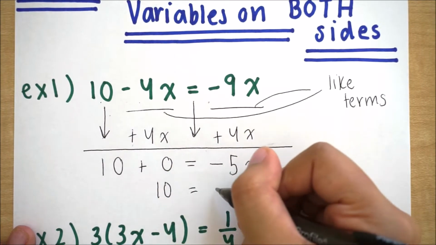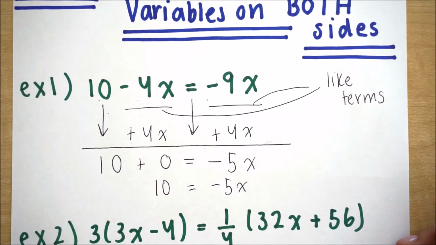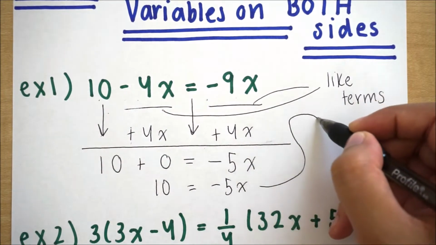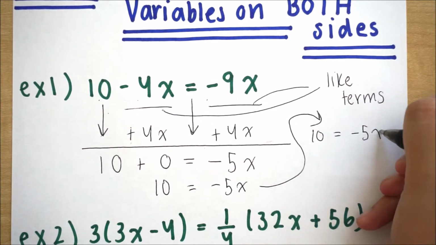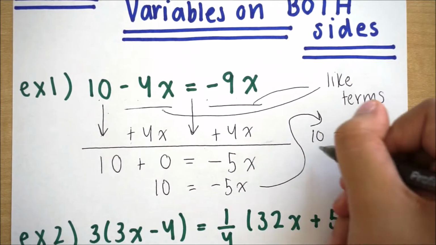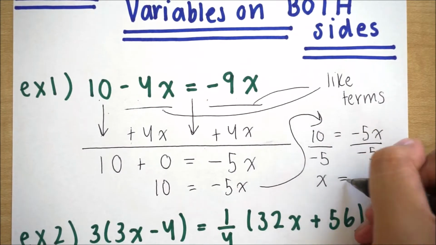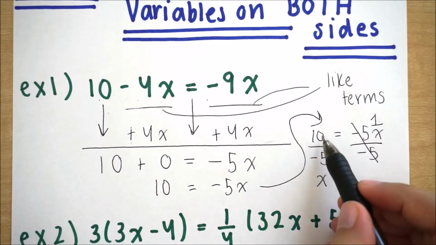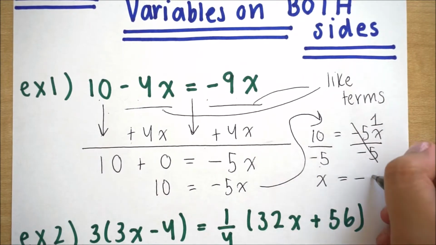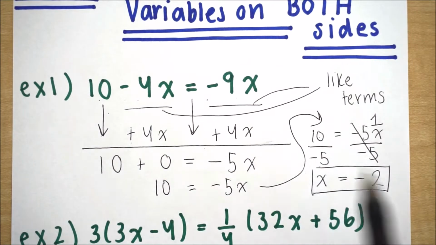Our goal is to isolate x. So what we can do is divide negative 5 on both sides. By doing that, we will be able to get rid of the negative 5 next to the x on the right side, since negative 5 divided by negative 5 is equal to 1. So we have x is equal to 10 divided by negative 5, which is just negative 2.